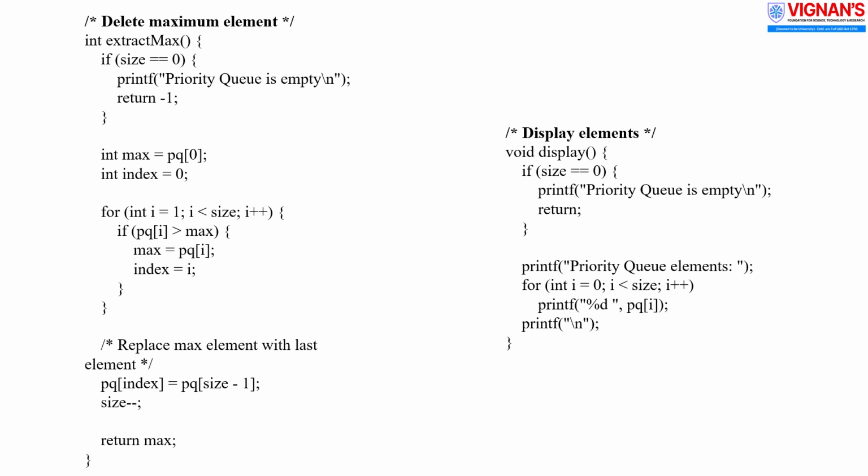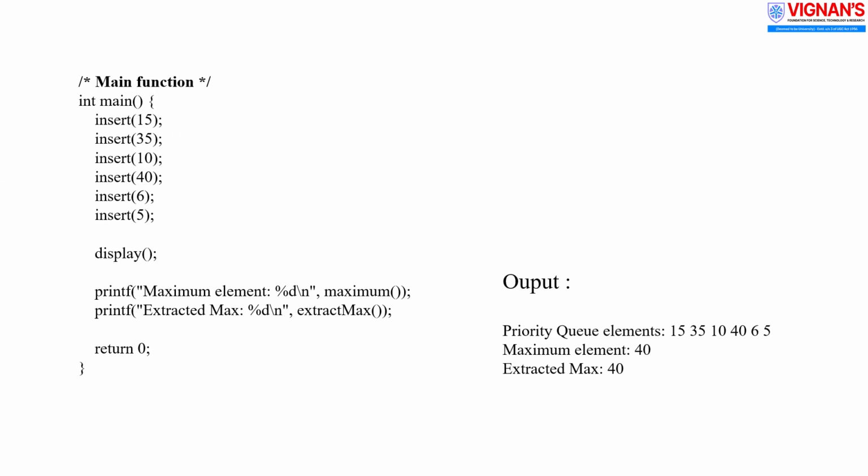Conclusion. These operations allow the priority queue to remove the highest priority element and display the current contents of the queue. Main function explanation. This is the main function of the program.